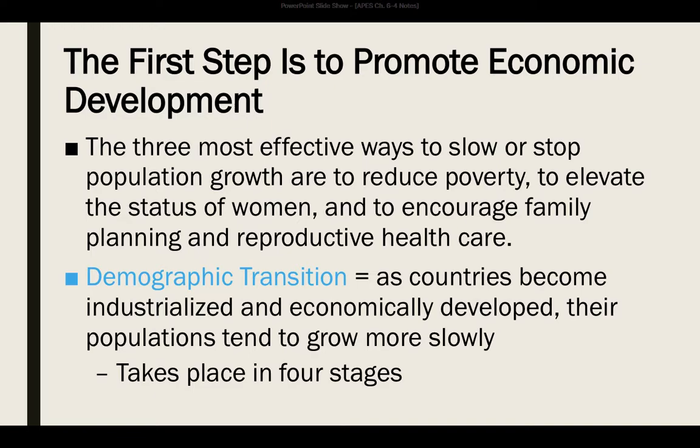Demographers examining the birth and death rates of Western European countries that became industrialized during the 19th century have developed a hypothesis of population change known as the demographic transition. As countries become industrialized and economically developed, their populations tend to grow more slowly. According to this hypothesis, this transition takes place in 4 stages.